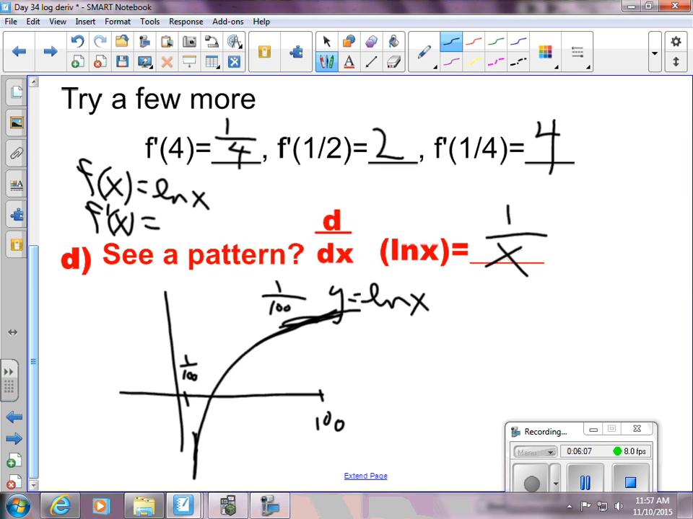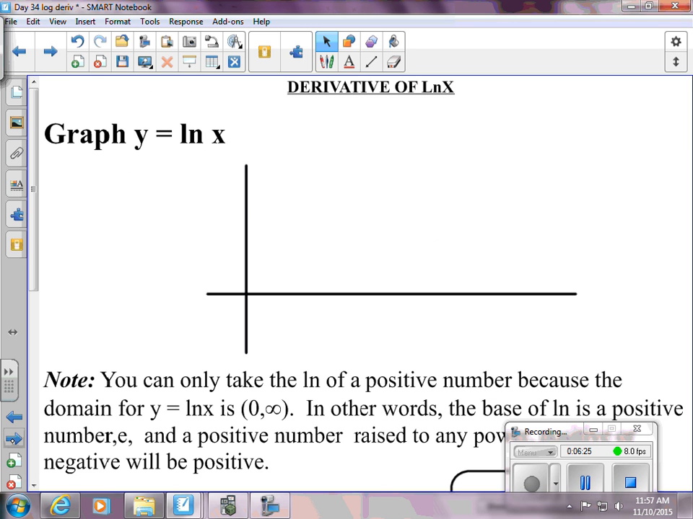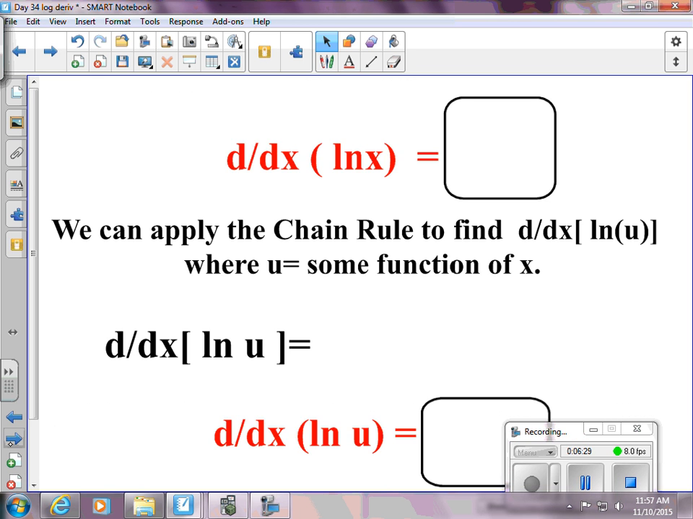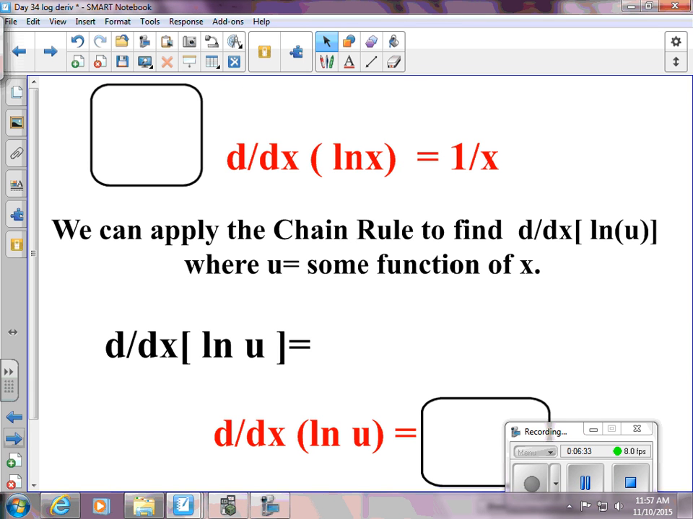Because when you found the slopes, like the slope at 4, you didn't wind up with 1 over the ln of 4. You just found that when you found the derivative at 4, you got 1 over 4. Yes, the function is ln of x. The derivative is 1 over x. Okay, so now we know the derivative of the ln of x is just 1 over x.